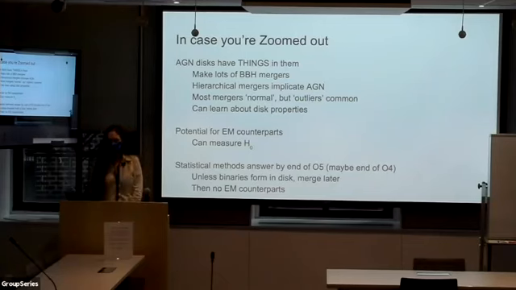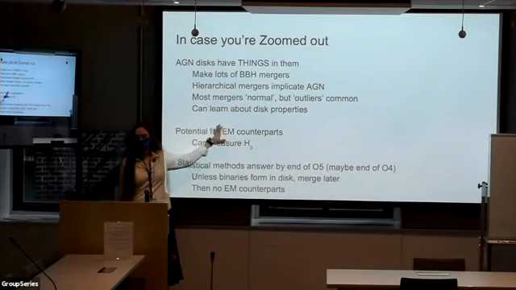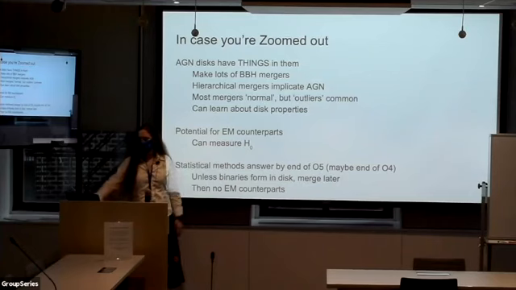Okay. So yes, in case you fell asleep, AGN disks make lots of binary black hole mergers. Hierarchical mergers should make you think of AGN. Most of the mergers that we make are normal, but some are outliers and they're not super uncommon. You can use this fact to learn a lot about AGN disk properties. You may be able to measure H naught, and we will know by the end of O5.